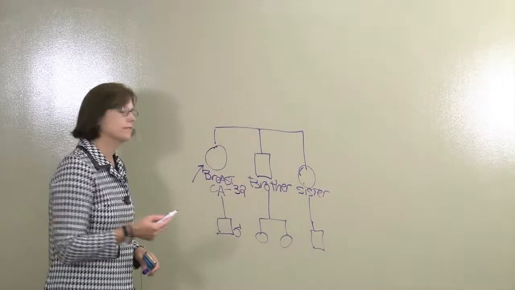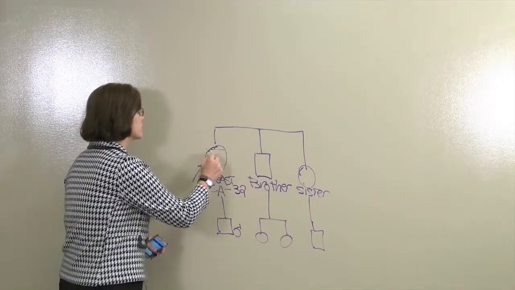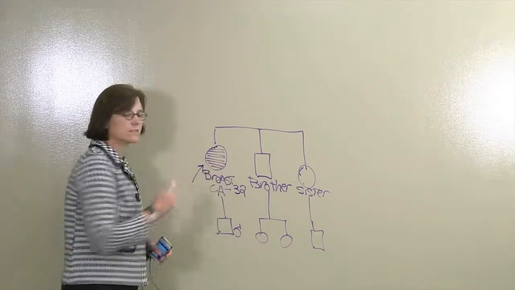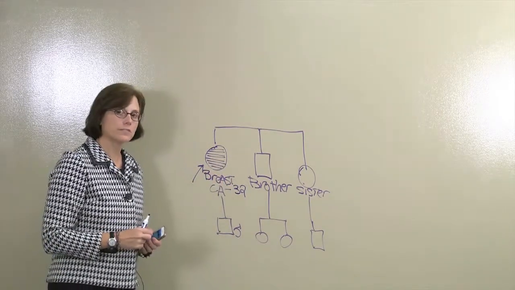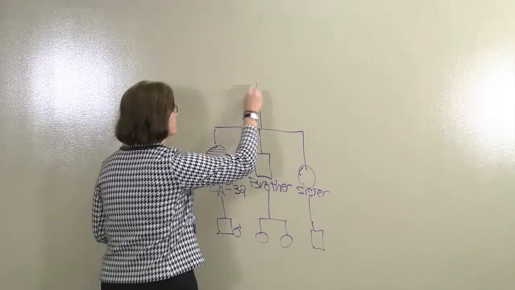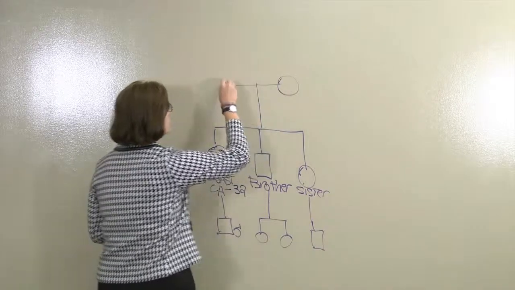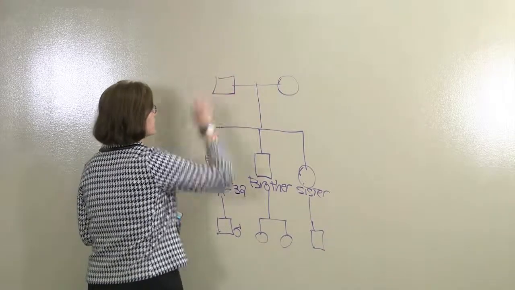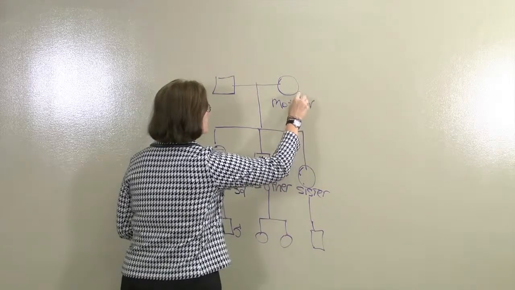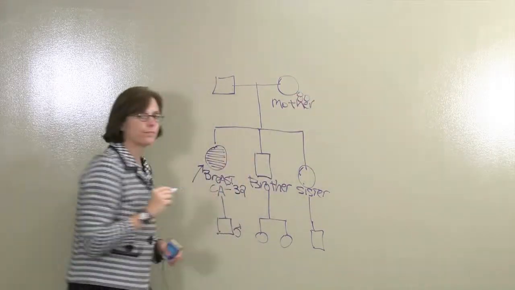Now let's color in this woman who's had breast cancer just to designate that she's had cancer. This allows us to see different patterns in the family. Above us are our parents. Here's her mother, and here's her father. Let's say her mother's 80 years of age.